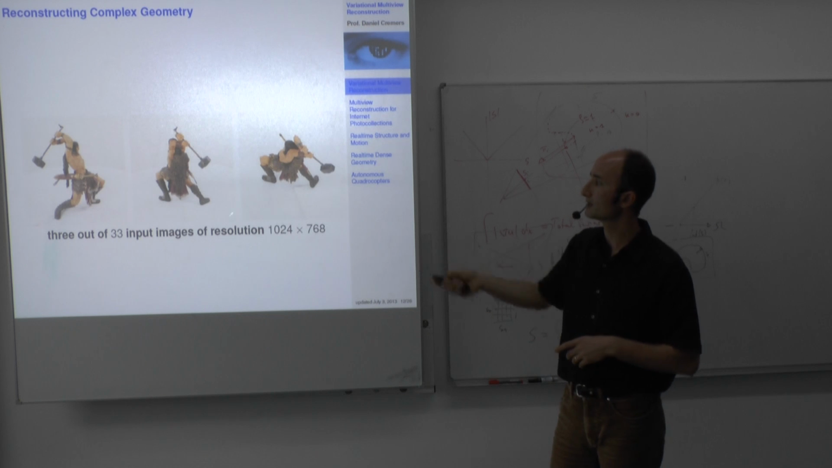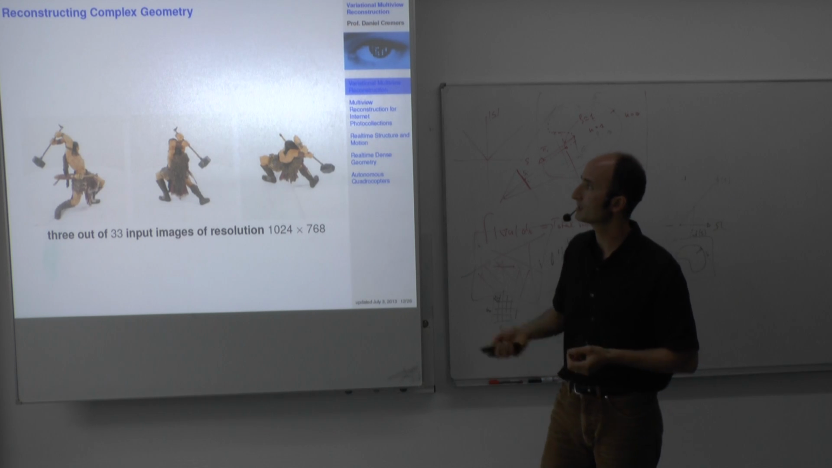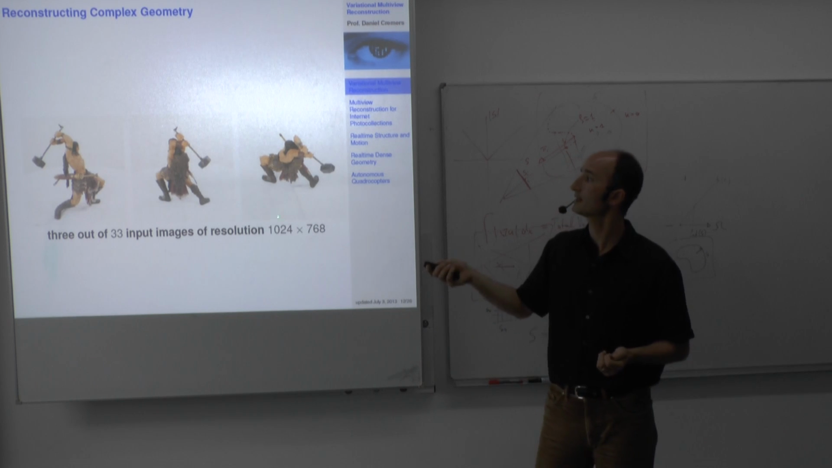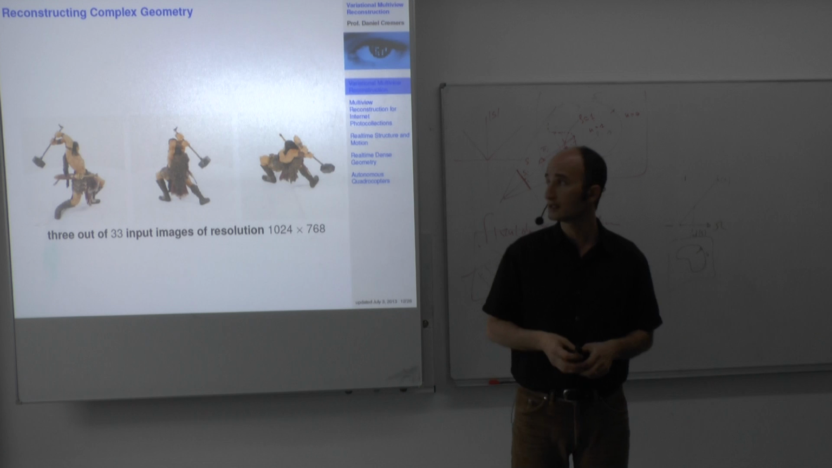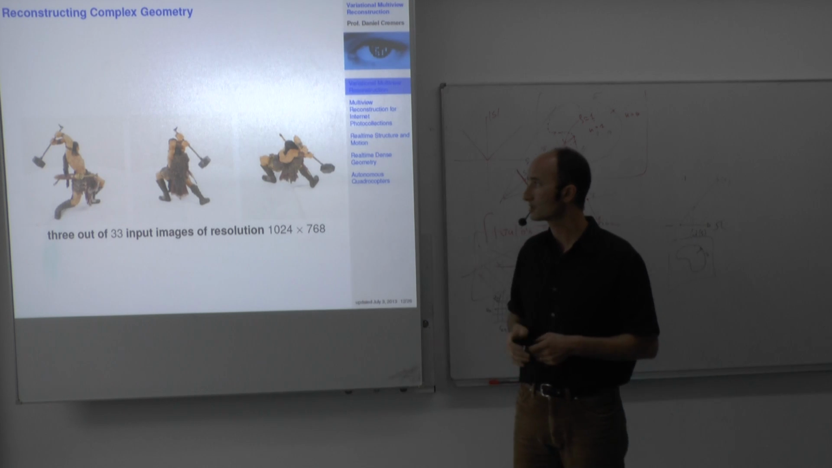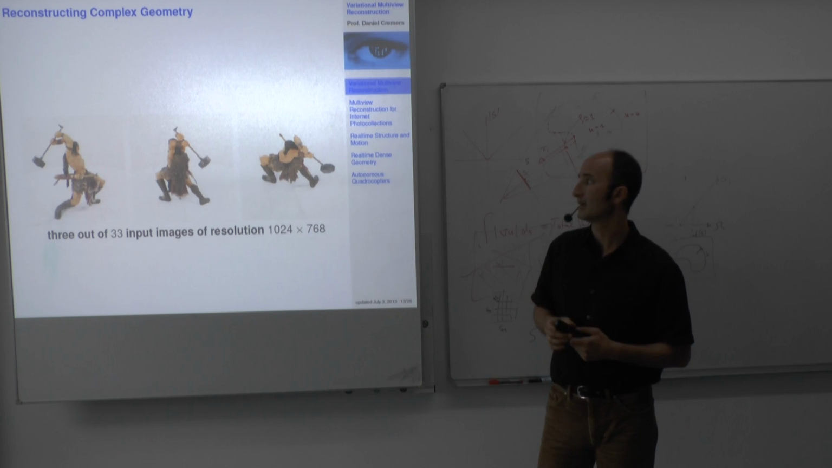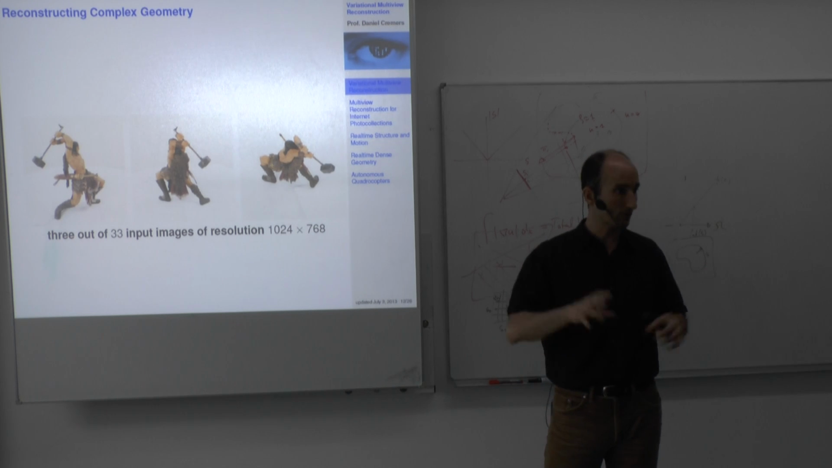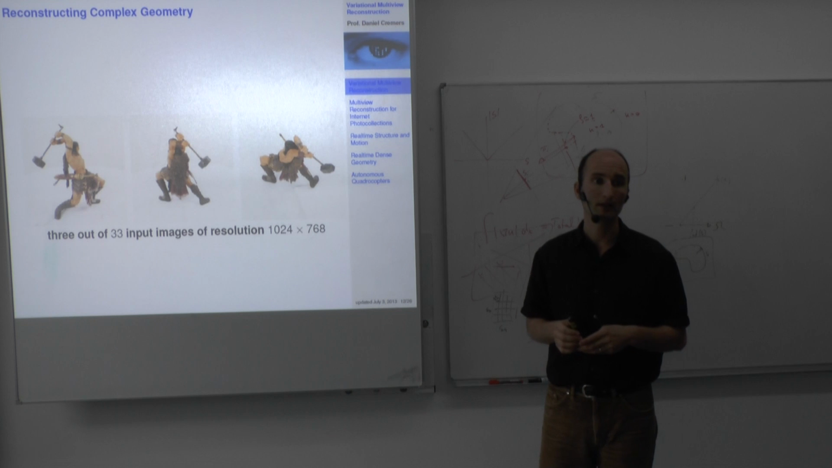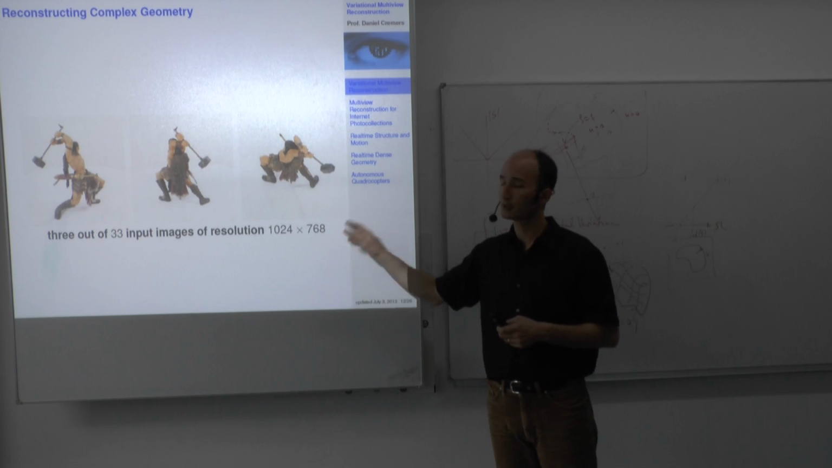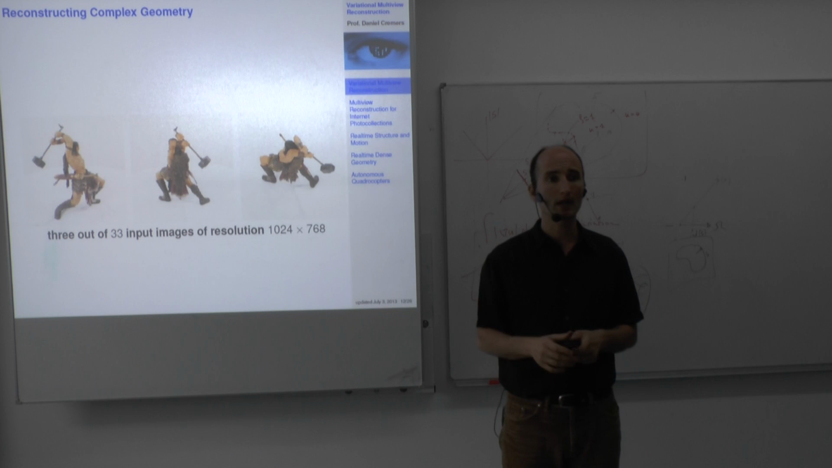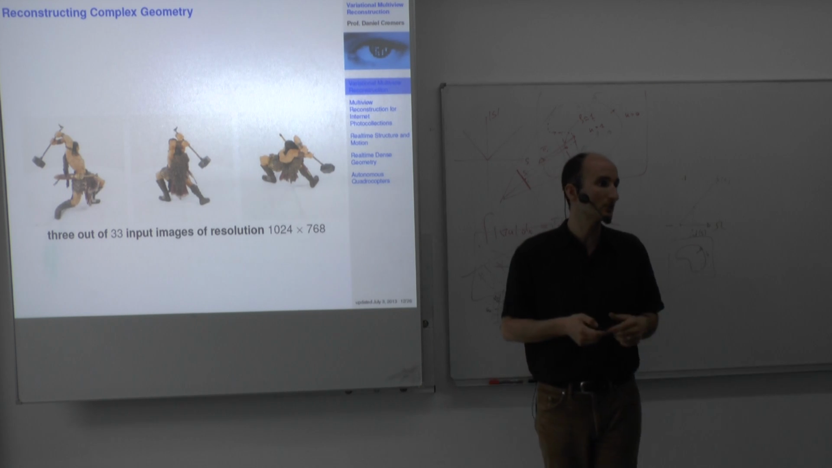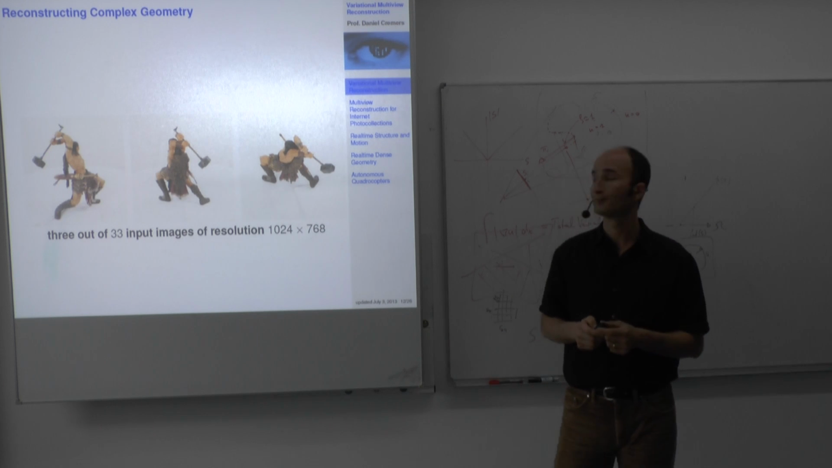Here are 3 out of 33 input images taken from a standard camera. This dataset can be downloaded online. It's a dataset provided by Yasu Furukawa, and it provides also the camera parameters, so it is a calibrated image set, which is good because it means you can do multi-view reconstruction. You don't even have to calibrate cameras nowadays. You just go online. There's enough datasets where people have done that for you.